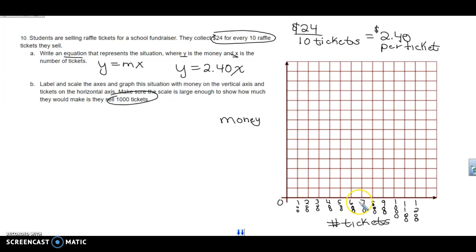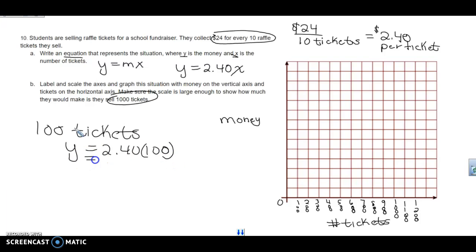So now that I have the x-axis scaled and I've gone by hundreds, I need to decide a good scale for the y-axis. Well, if I'm going to go up by hundreds each time for the tickets, I'm going to figure out how much 100 tickets is going to cost me, and I'm going to use that to scale my y-axis. So I'm going to multiply 100 by $2.40, so 100 tickets is going to cost us $240. So I'm just going to scale the y-axis by 240.